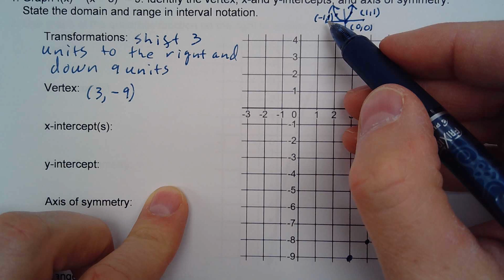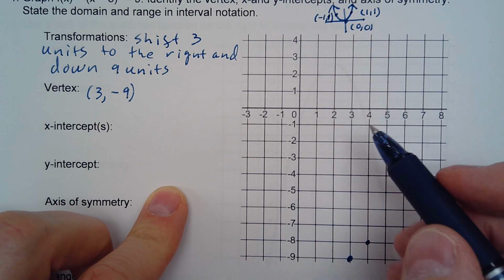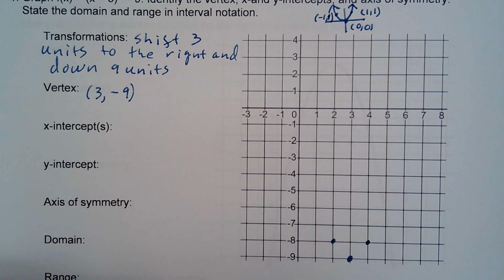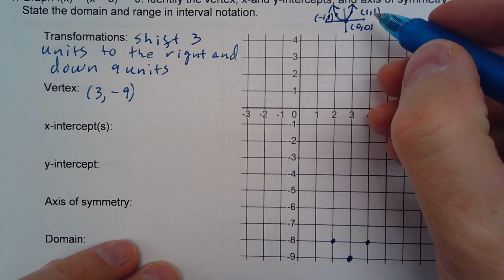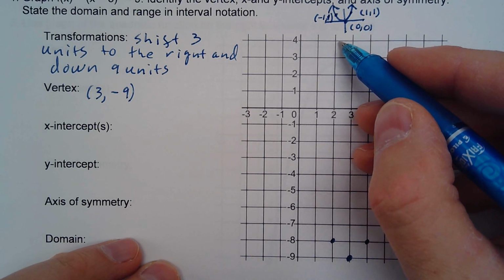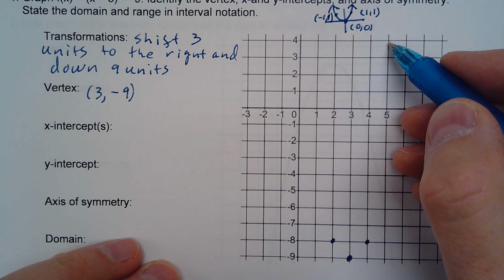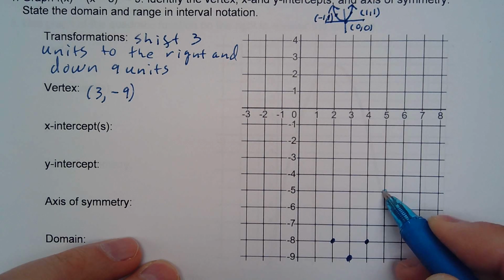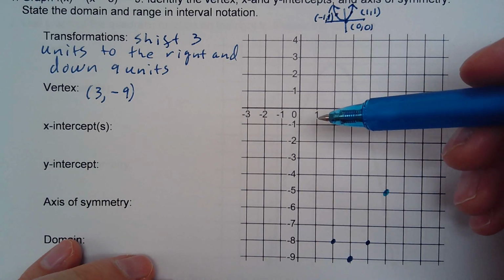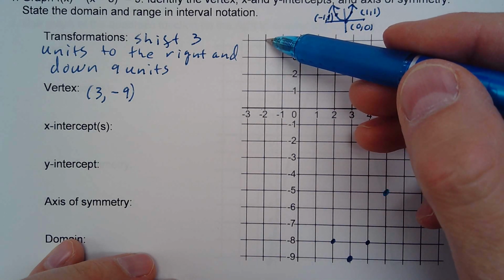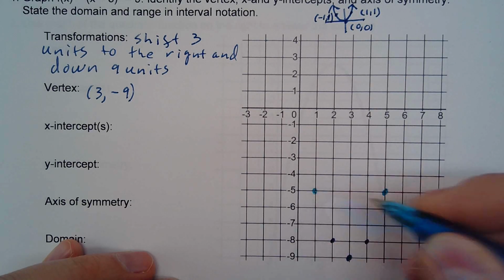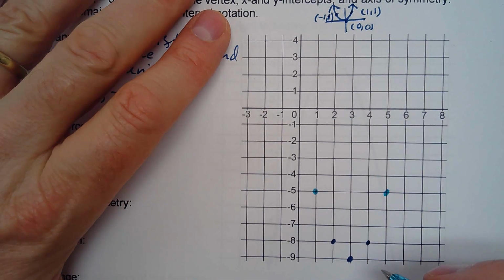This point negative 1 comma 1, shift right 3, down 9. Some other points up here, we would have 2 comma 4. So I'm going to shift to the right 3, down 9. And then likewise, I have another one at negative 2 comma 4. I'm going to shift right 3, down 9. And then I can start sketching in my graph.